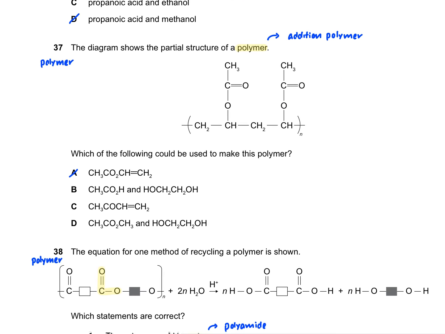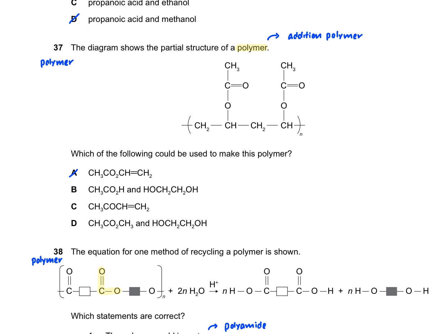For question 37, we are given the structure of a polymer, and then the question is asking for the monomer. Now, when you are given the structure of a polymer, it's important for you to be able to recognize whether it's an addition polymer or condensation polymer. From the structure of the polymer given, you must be able to recognize that it's an addition polymer. And how do you do that? It doesn't contain any ester linkages, it doesn't contain any amide linkages.